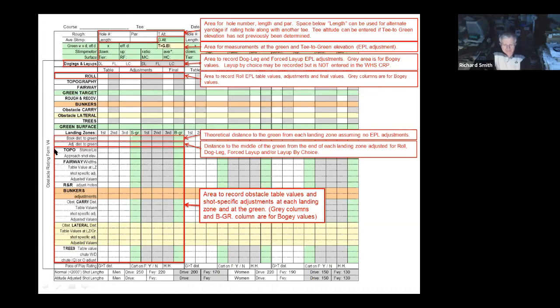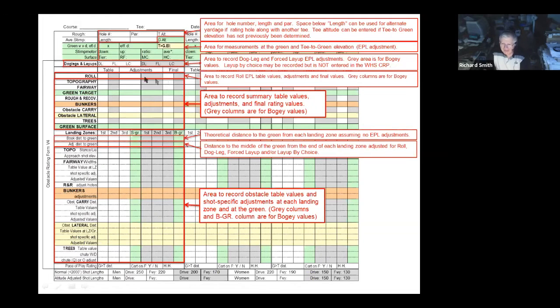Down here, and this is where we're essentially going to be starting today, this big area down here is the area where we record the obstacle information, measurements to the obstacle, table values, and so on, shot-specific adjustments. And throughout here, the gray shaded columns are for the bogey golfer.